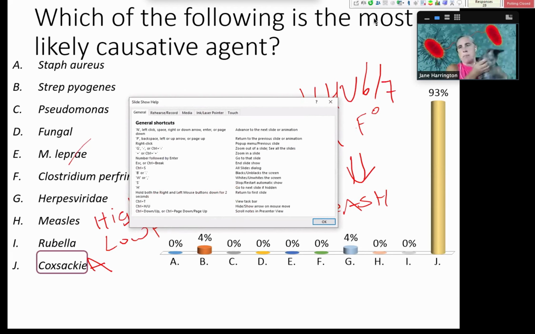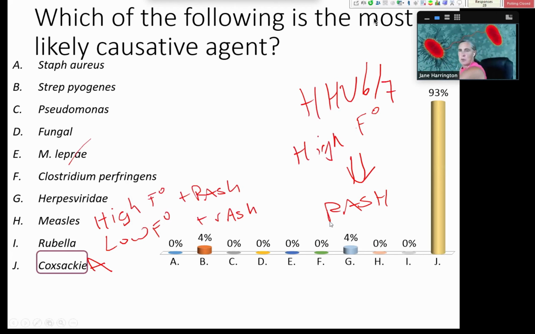Sorry, I've got my cat. This is my little new cat adoption who likes to have, go away, kitty.